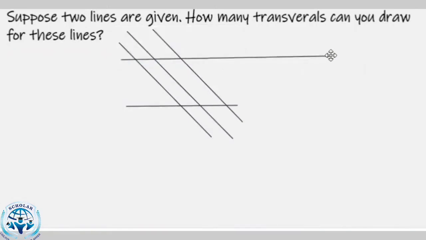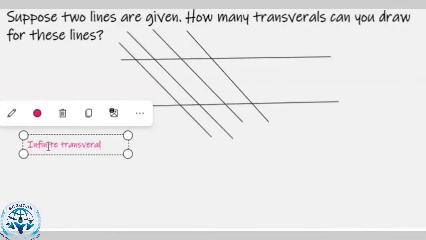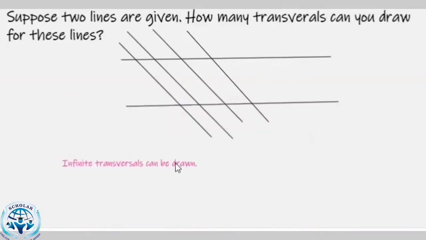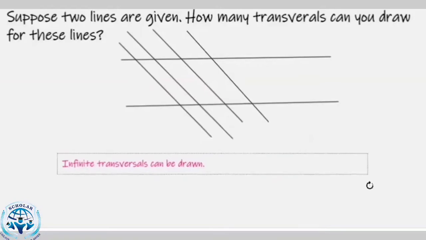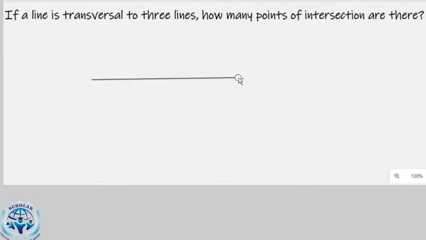Let's see. Yeah. Now we can draw more transversals. So the conclusion is infinite transversals can be drawn. That means on parallel lines we can draw infinite transversals. These are the basics that you have to keep in mind.